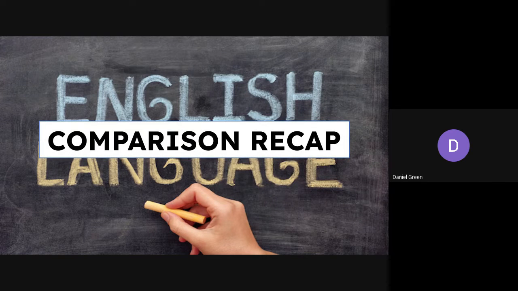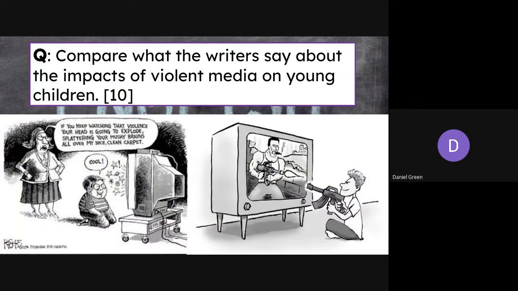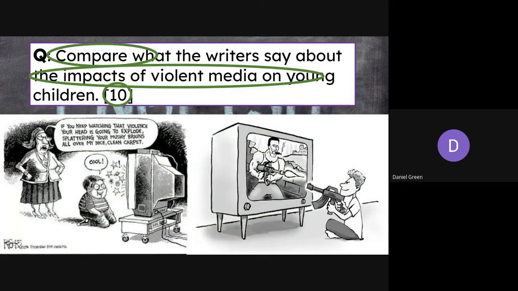Okay, so what I thought I'd go over is a comparison recap for any of you who haven't done comparison questions in a while or are struggling with them. So we're going to look at this question. Compare what the writers say about the impacts of violent media on young children. The first thing I would do when tackling a comparison question is to highlight the key parts of the question. And in this case, it would be compare, so I know it's a comparison question, the impacts of violent media on young children, and then 10 marks.